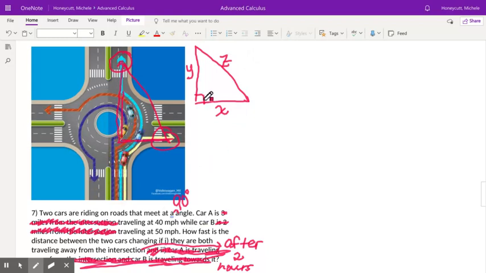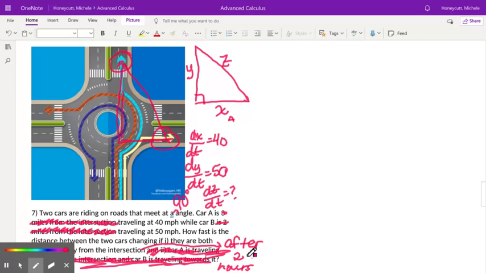Car A, which is down at the bottom, is traveling 40 miles per hour. So that tells me dx/dt is going to be 40 miles per hour. Car B is traveling 50 miles per hour, so dy/dt equals 50 miles per hour. And they're asking for dz/dt after 2 hours. So we are adding the after 2 hours because that's what comes up on your assignment as well.